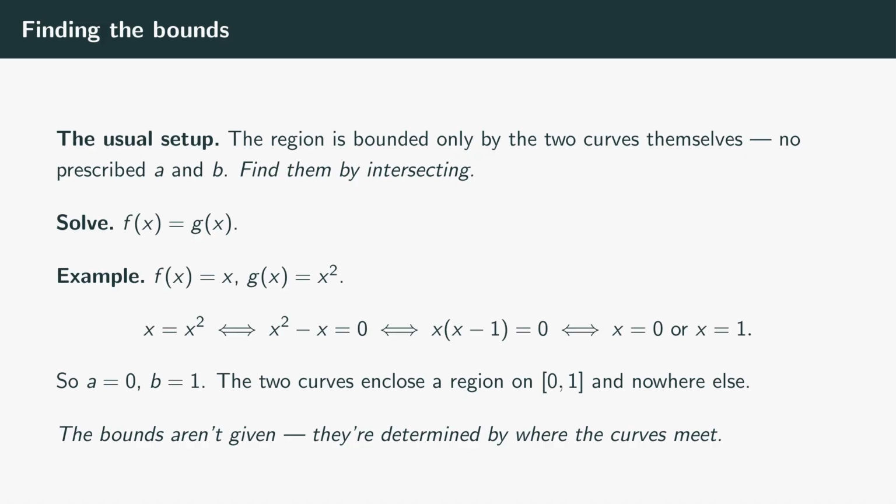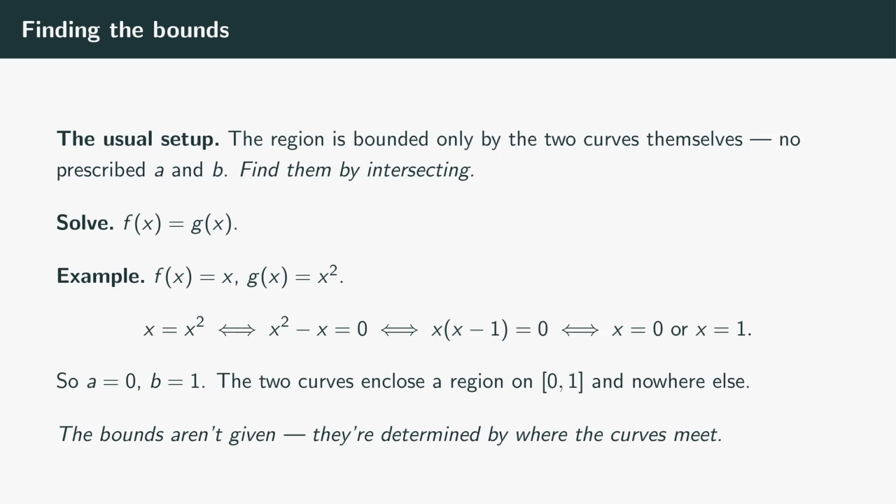Solve f of x equals g of x. The solutions are the x values where the two curves meet, the corners of the region. If the curves intersect at exactly 2 points, those two x values are your a and b. Example, the one we'll work in full in a moment. Take f of x equals x, a straight line through the origin with slope 1, and g of x equals x squared, a parabola.